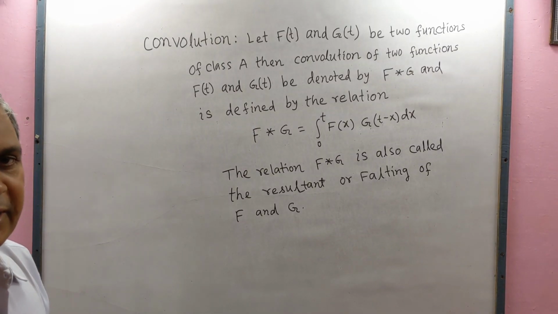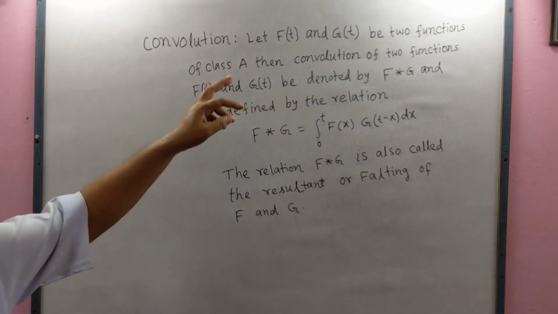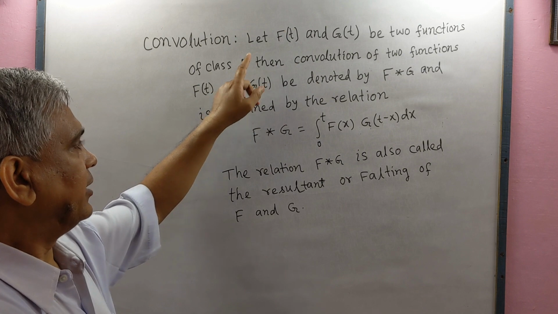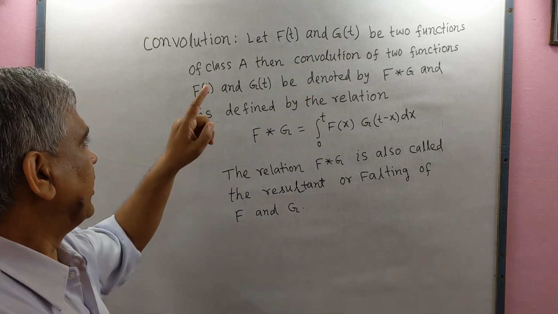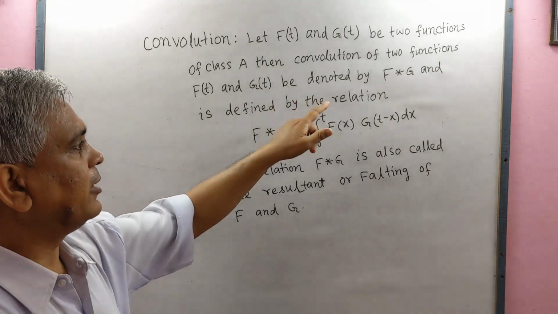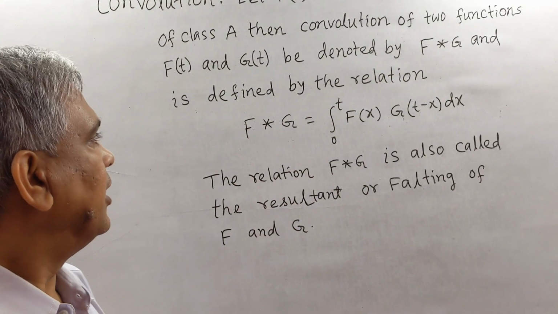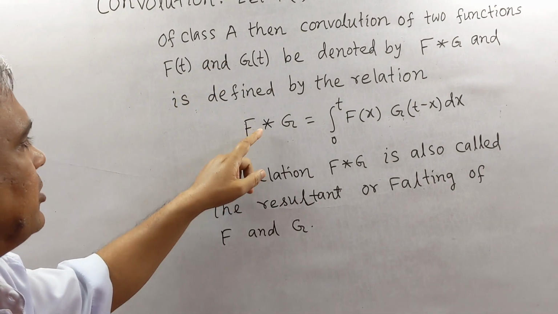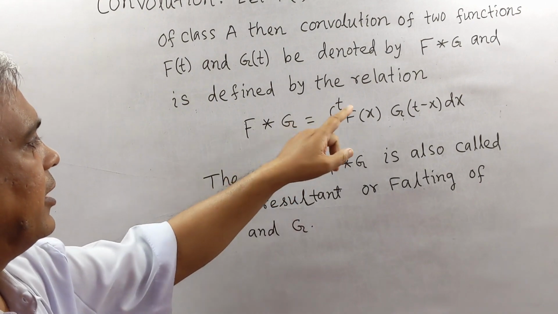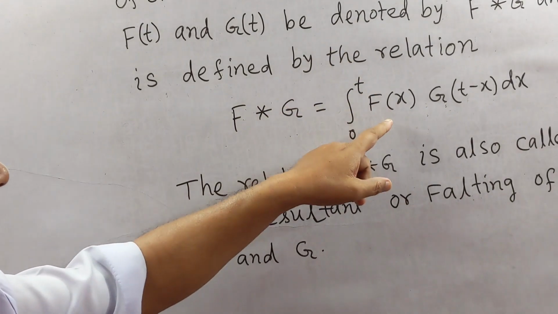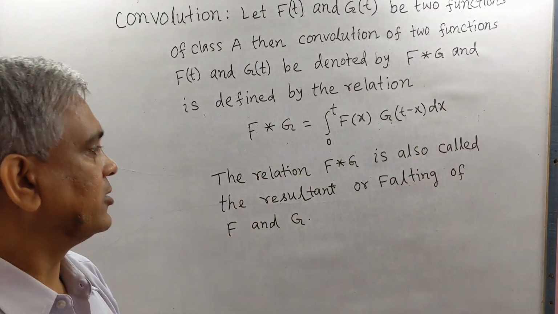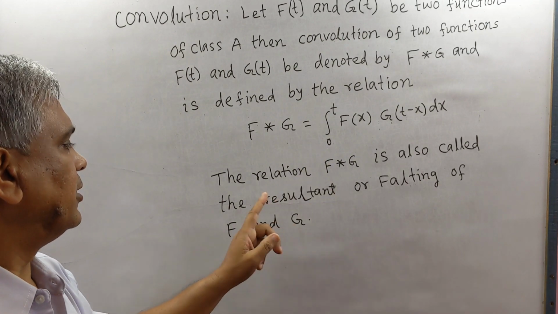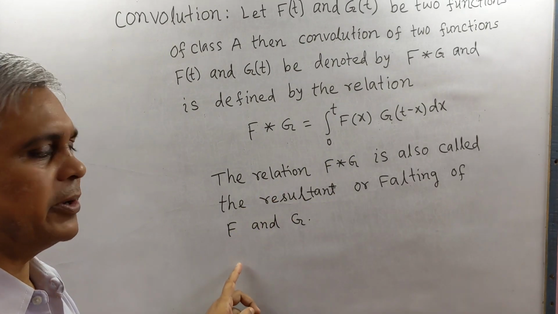Now we shall define convolution. Let f(t) and g(t) be two functions of class A. Then the convolution of the two functions f(t) and g(t) is denoted by f star g and is defined by the relation f star g equal to integration from 0 to t of f(x) g(t minus x) dx. The relation f star g is also called the resultant or faltung of f and g.